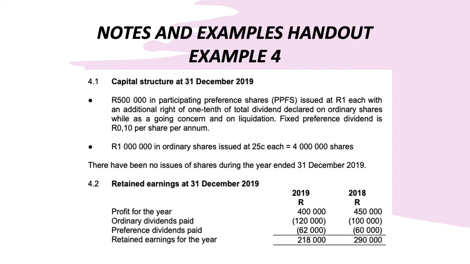They also have 1 million Rand in ordinary shares, which were issued at 25 cents each, which means that there are 4 million ordinary shares in issue. There have been no issues of shares during the year ended 31 December 2019. So that means your share capital was stable during the year. Retained earnings as at 31 December 2019. In 2019, this entity had a profit of 400,000 Rand, ordinary dividends of 120,000 Rand were paid, and preference dividends paid amounted to 62,000 Rand. In the comparative year, in the 2018 financial year, there was a profit of 450,000 Rand, ordinary dividends paid of 100,000 Rand, and preference dividends paid of 60,000 Rand.